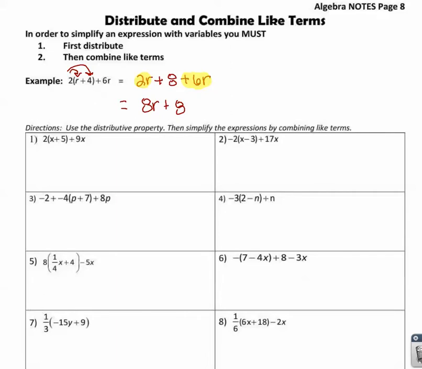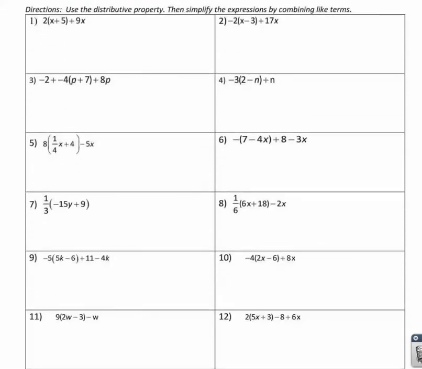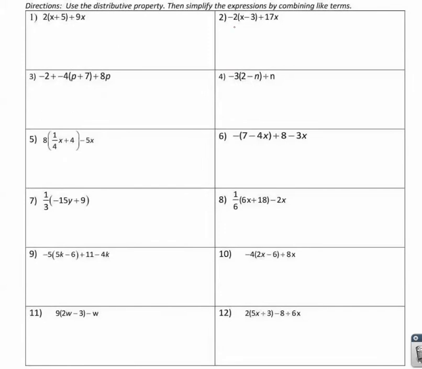So we'll do the evens again. First, you need to distribute. Negative 2 times x is negative 2x. Negative 2 times a negative 3 is a positive 6. Bring down your plus 17x. Now you can combine any like terms. Remember to include the sign that is in front of your term. So a negative 2 plus 17 is a positive 15. So 15x plus 6.